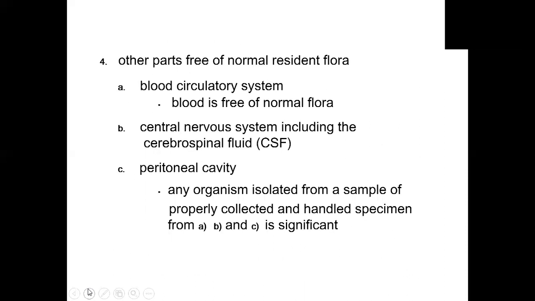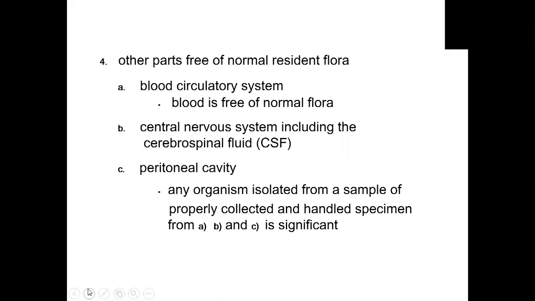Then in addition to those, there are also other parts that are worth mentioning when it comes to being free of normal flora. The blood circulatory system. It is free of normal flora. Again, from time to time, one gets what is called transient bacteremia from the normal flora, but it's just transient flora again. But resident flora are absent in the blood.